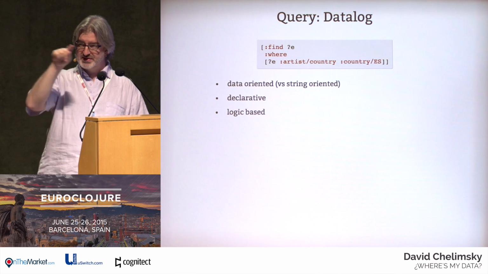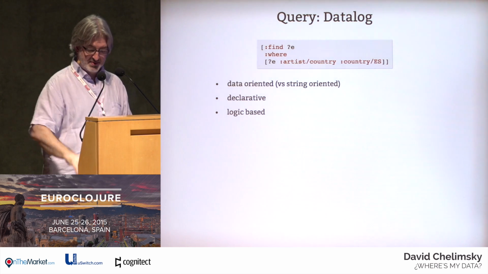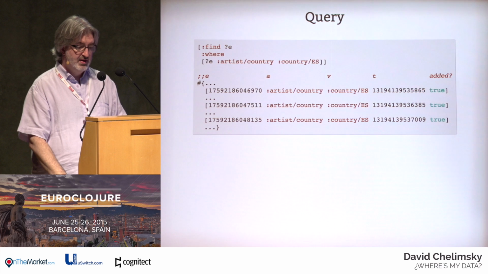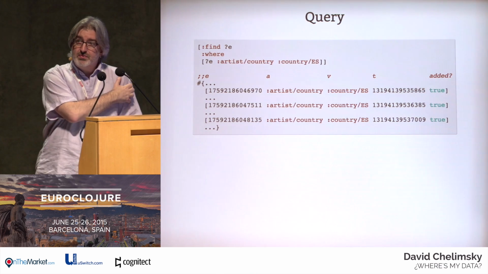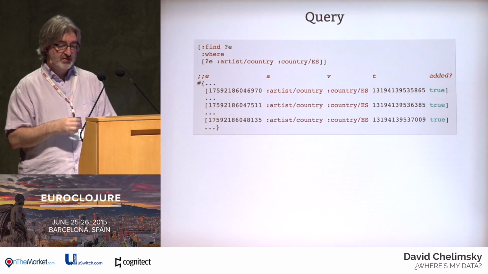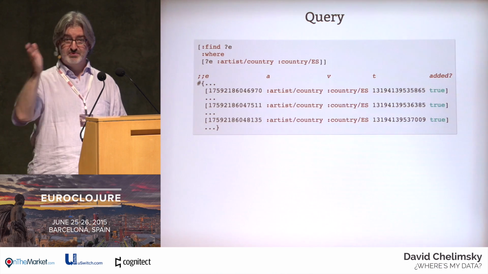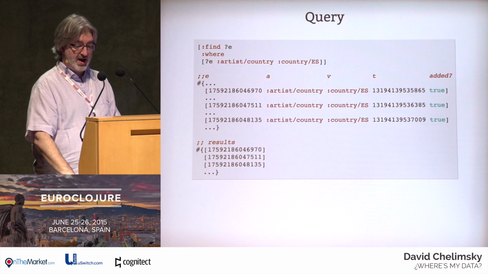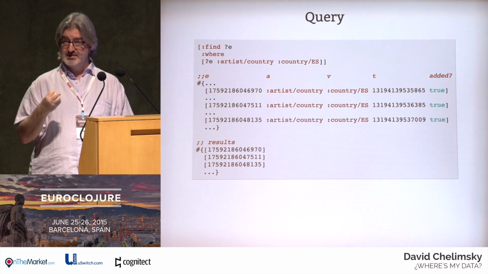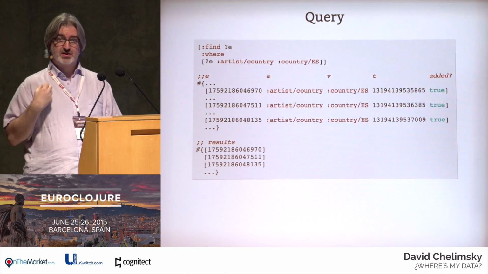You could put variables in any of those positions. In this example, though, we're just looking for the values of e. And so the query engine is going to look through the datums. It's going to find datums that have artist country and country Spain in the attribute and value positions. It's going to grab their entity IDs, and that's what it's going to return to you.